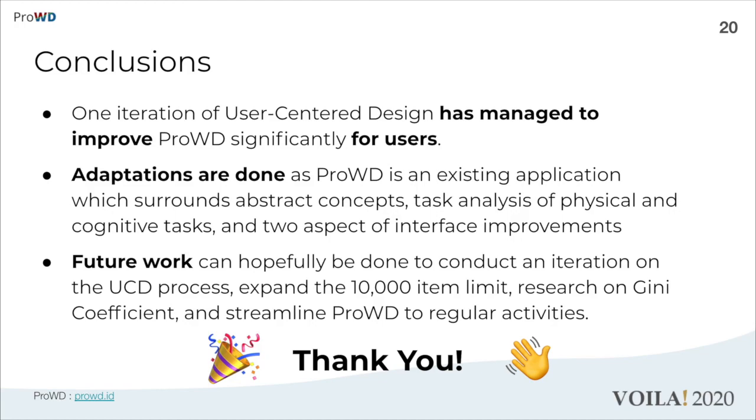And we are also working on expanding the 10,000 item limit. More research is currently being done. We're analyzing the Gini coefficient as a knowledge imbalance metric. And we are also trying to streamline Proud more into regular activities.